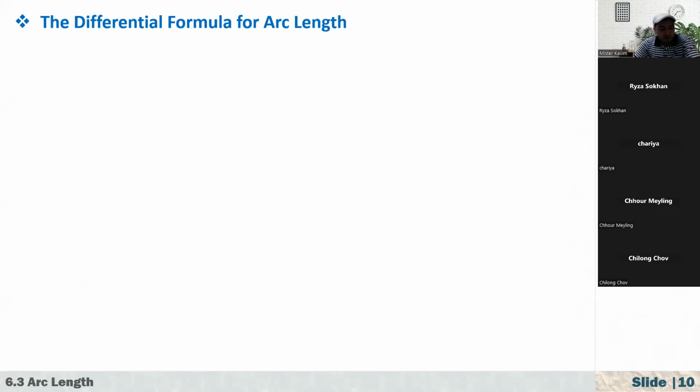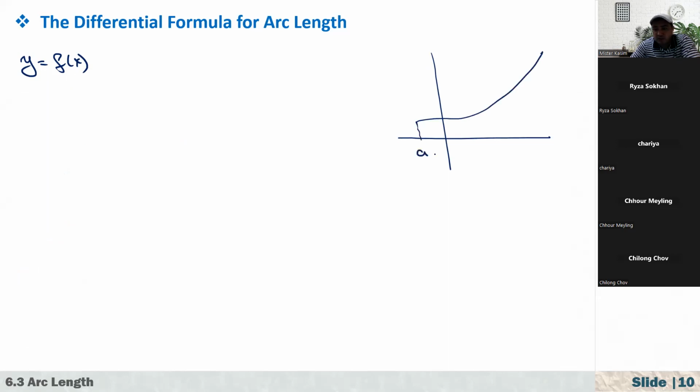Suppose that y is equal to f of x, again we are talking about this function. If f prime is continuous on [a, b], then by the fundamental theorem of calculus, we are talking about a kind of curve. This one is A, and this one is B, and that's our y-axis. That is the graph of our function y equals f of x. Now we are talking about the length of this arc.